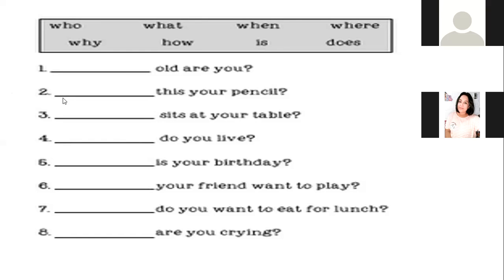So, volunteer for number one. How? Right? How old are you? ¿Cómo nos quedaría? ¿La puede leer? How, ¿verdad? Sería esta. Vamos a ver. Ok, creo que fue Ricardo quien dijo how, ¿verdad? Ok, entonces, yes. How old are you? Así nos quedaría. How old are you? ¿Cuántos años tienes?